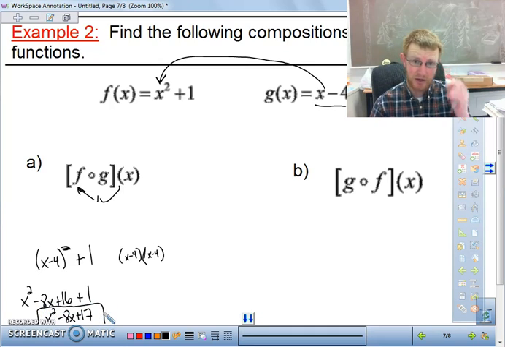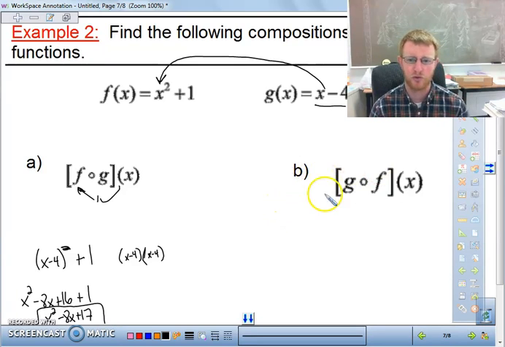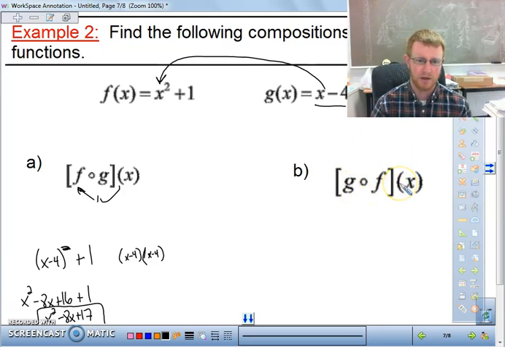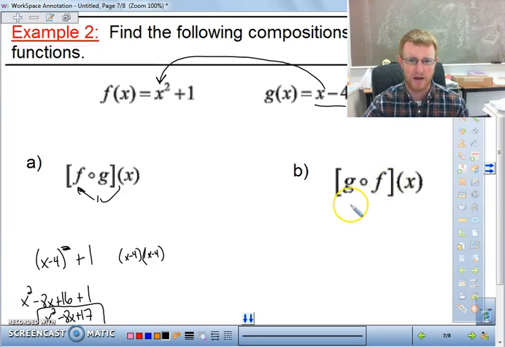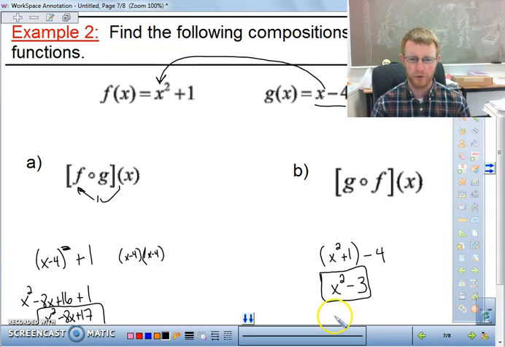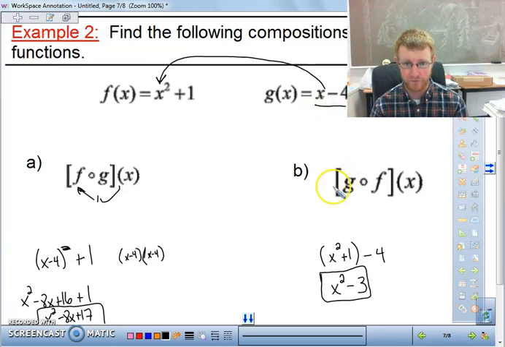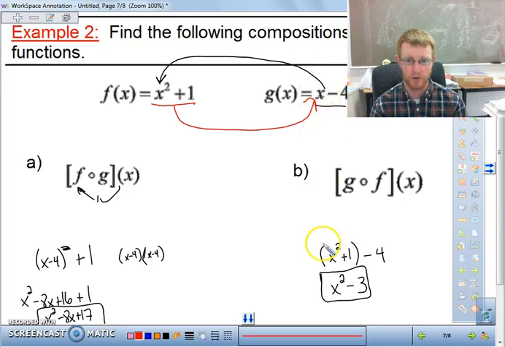Okay, what I'd like you to do is try this one. See what you get. You're doing g of f of x in the opposite direction. So try that, put your answer in, and see how close you get. So hopefully you got x squared minus 3. Again, you're using your x minus 4 as your function, and we are taking now the x squared plus 1, and that's getting plugged in for x. So that's where you see the parentheses there. Normally it would have been an x, but now we are changing it to x squared plus 1.